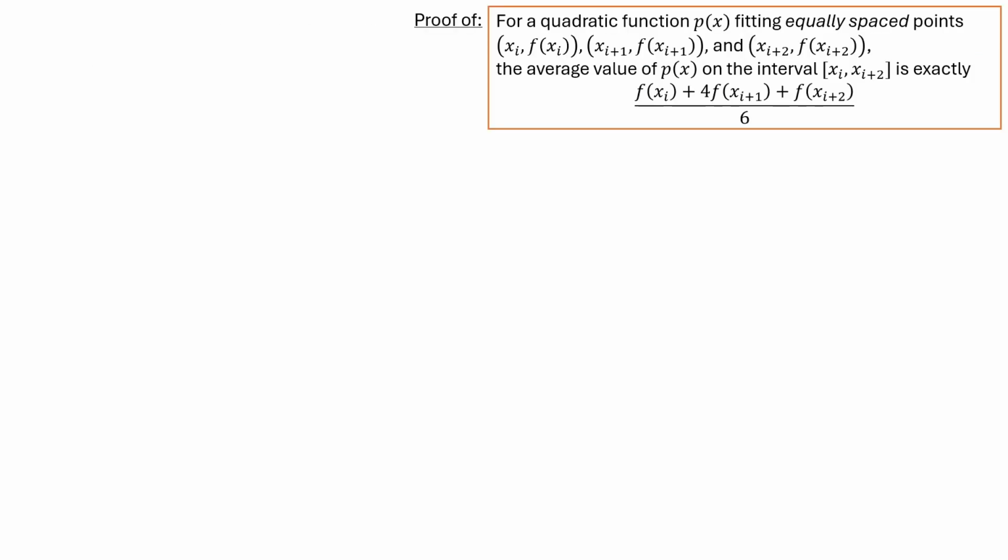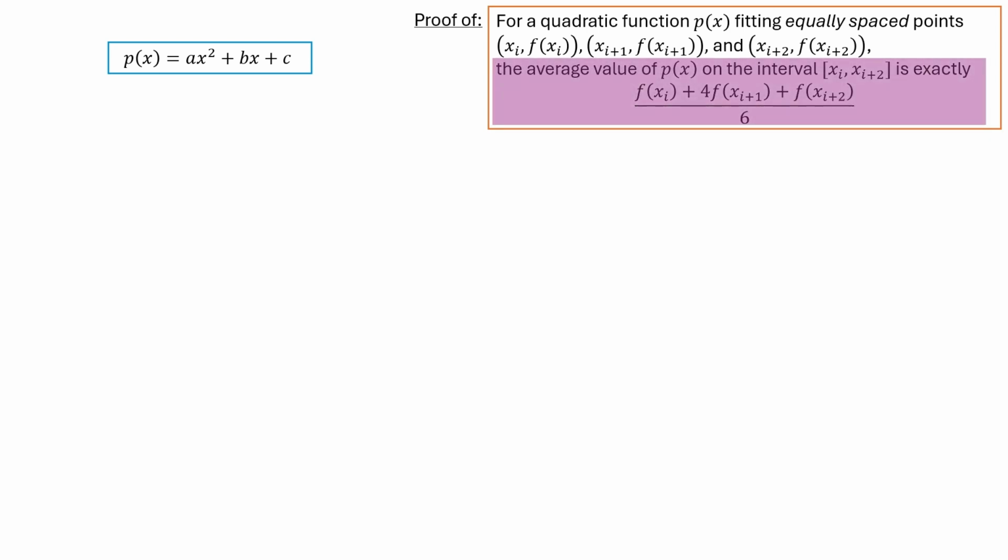Now, we used this technical result but didn't prove it yet, so I wanted to share that with you before concluding this video. Let's say we have a quadratic function p of x that fits these 3 points, xi, xi plus 1, and xi plus 2. Any quadratic function has this general form, and it turns out this is enough for us. From the second statement of the result, we can extract this equation.